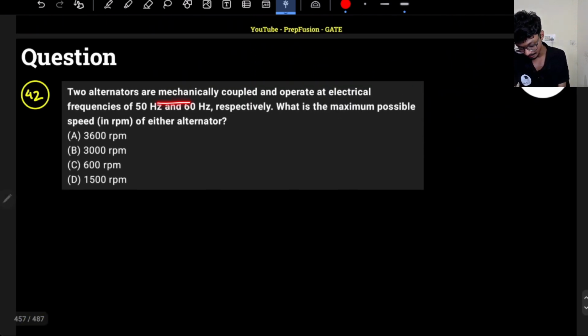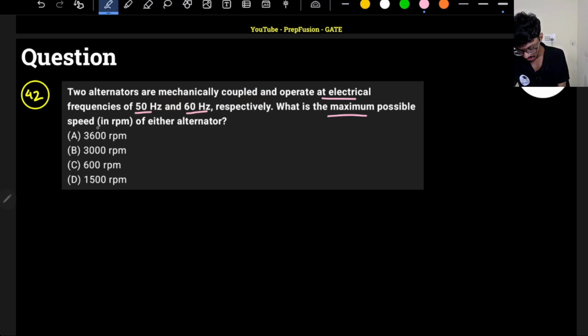Two alternators are mechanically coupled to operate at electrical frequencies 50 Hz and 60 Hz respectively. What is the maximum possible speed in RPM of either alternator? So two alternators are mechanically coupled to operate at frequencies 50 Hz and 60 Hz. What is the maximum possible speed of either alternator? That is what they're asking.